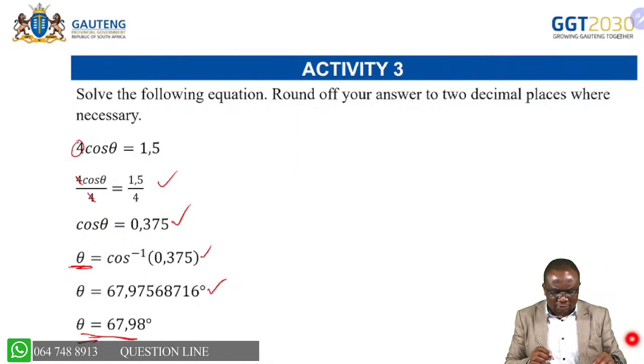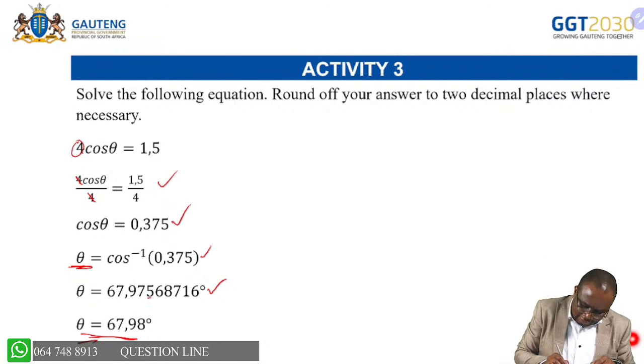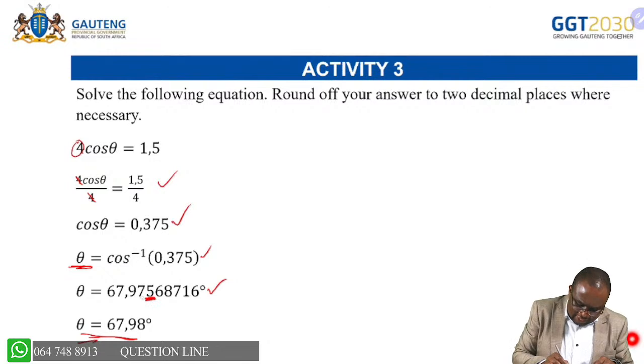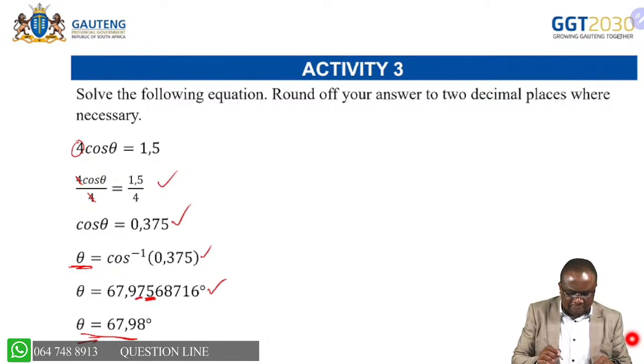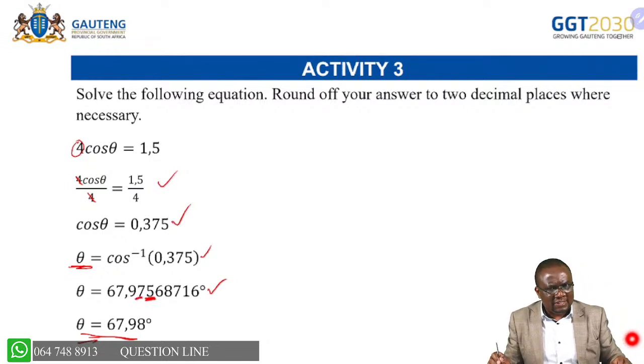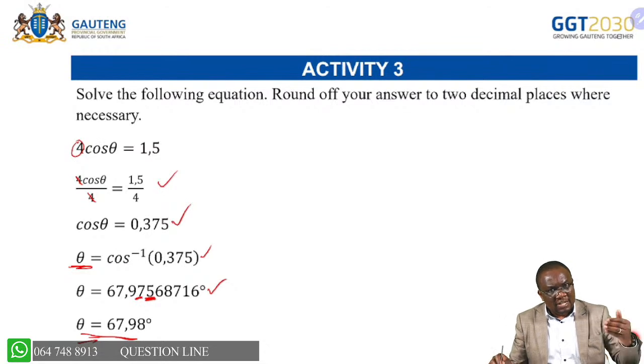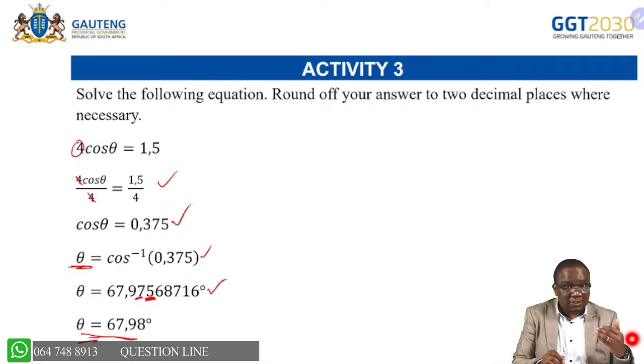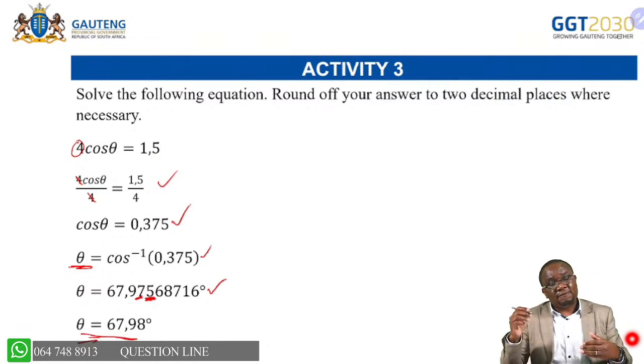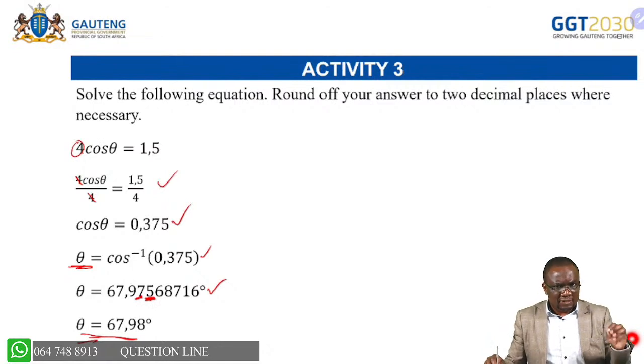Now, how do we round off here? Because of the 5, this 7 is going to change and become 8. Do you know how to round off? If it's 2 decimal places and the third decimal place is below 5, the number will not change. But if it's 5 or more, it will change. So make sure that you round off correctly.